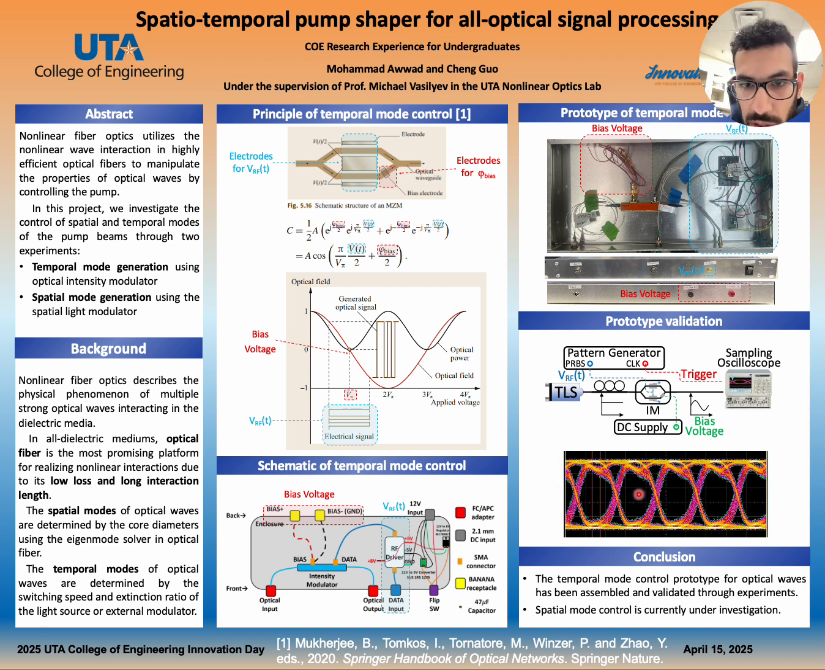This shows us how clearly we can read our signal, with the vertical spacing showing the distinction between a 1 and a 0, and the horizontal spacing showing us our jitter. This open eye shows us that the intensity modulator gives us a clear reading. In conclusion, the temporal mode was packaged, completed and tested, and for the spatial mode, we're still under development of that part of the project.